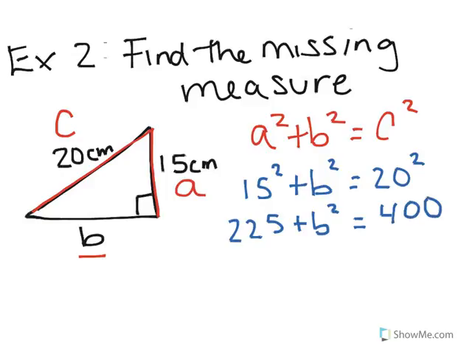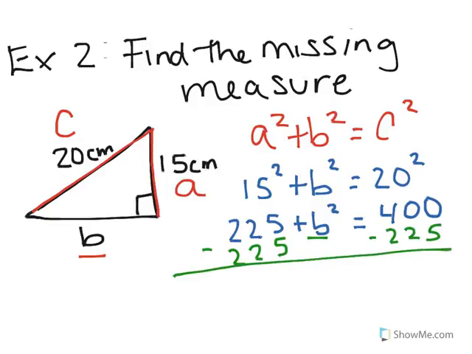Okay, so my goal is to get my variable by itself. In order to get my variable by itself, I have to get rid of that 225. So in order to get rid of it, I have to subtract 225 on one side of the equal sign, and I also have to subtract it from the other side of the equal sign, just like how we're used to solving equations from 6th grade math. So this goes away. They cancel each other out to make a 0.